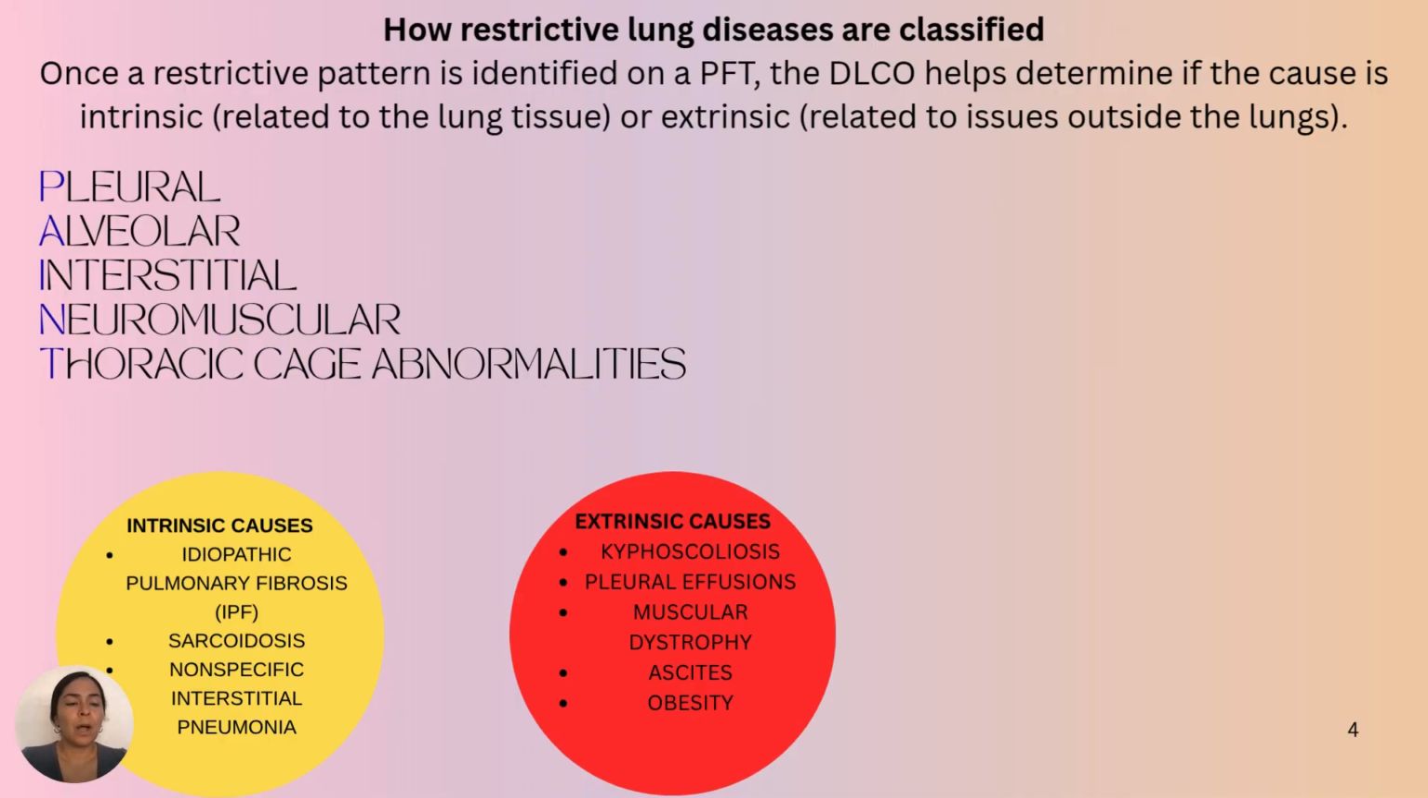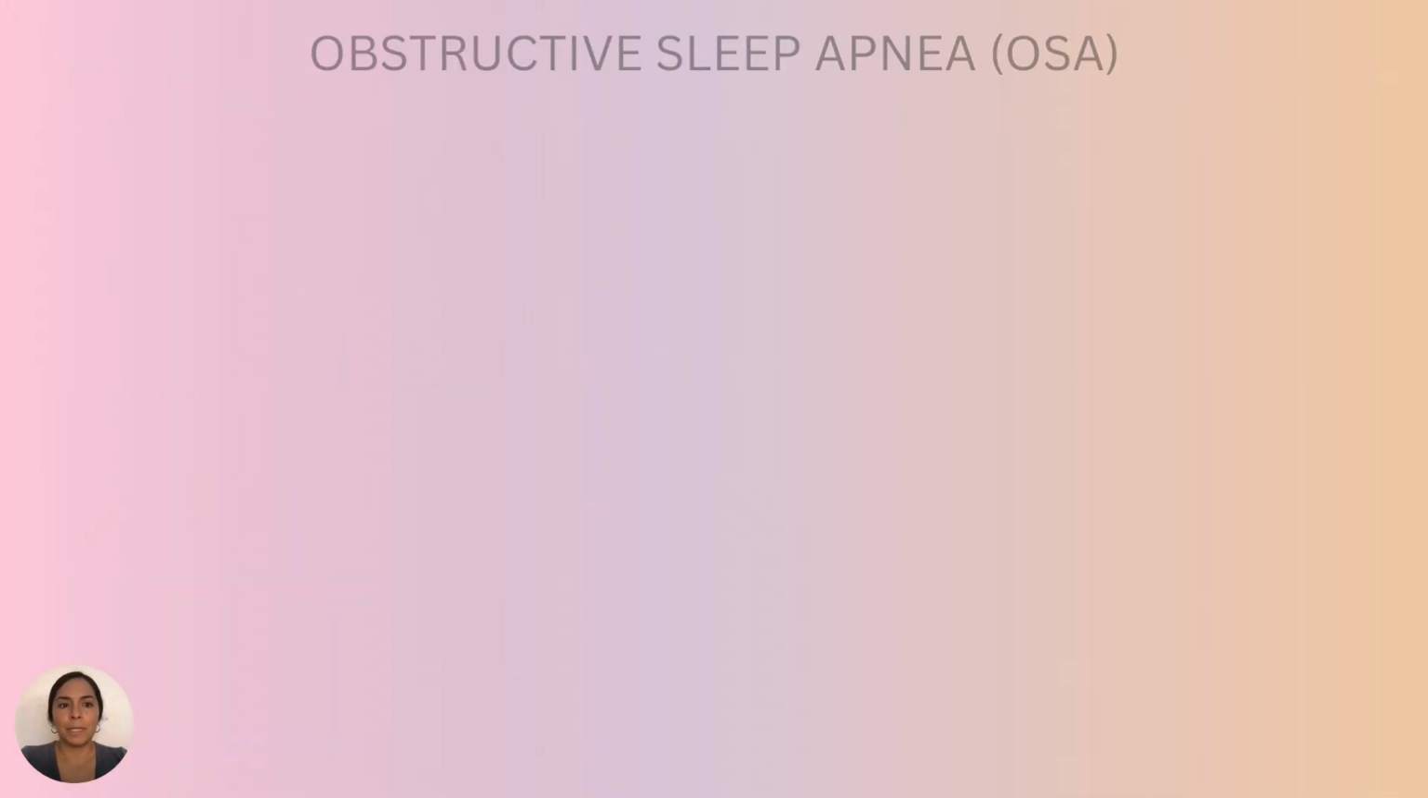Pleural, alveolar, and interstitial are intrinsic causes, such as idiopathic pulmonary fibrosis, sarcoidosis, and nonspecific interstitial pneumonias. Neuromuscular and thoracic cage abnormalities are our extrinsic causes, like kyphoscoliosis, pleural effusions, muscular dystrophy, ascites, and obesity.